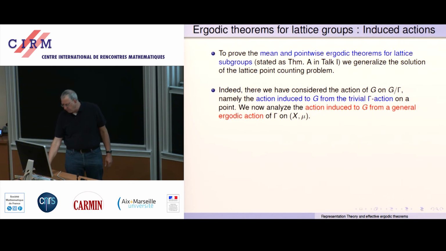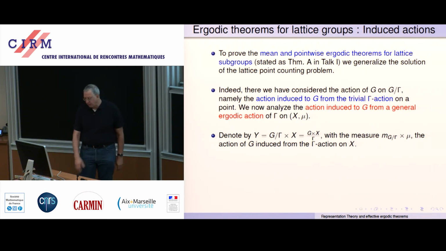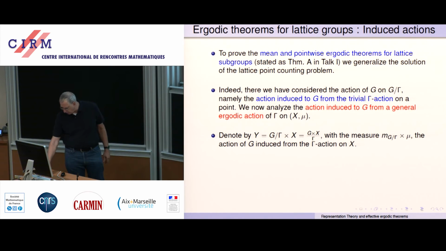And I will remind you very briefly what the induced action is. Let's denote by Y the space G mod gamma times X, or really G times X modulo the gamma orbits, as I will immediately explain. And we take it with the measure m_{G mod gamma} times mu, where mu is the invariant measure for the gamma action. This is the action of G induced from the gamma action on X.